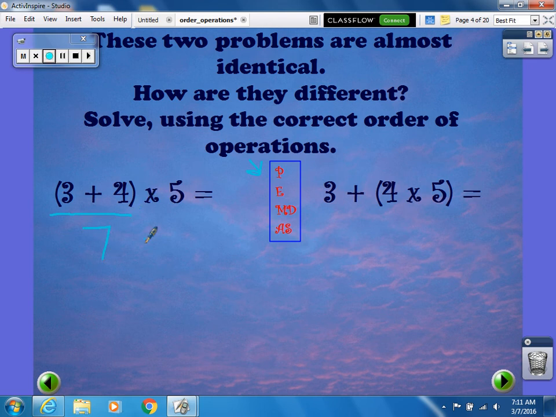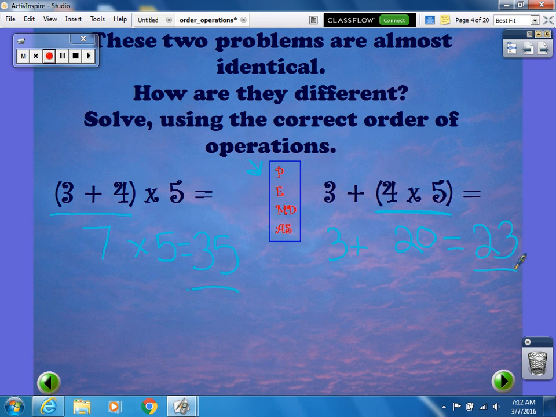Then we are going to recopy the multiplication symbol times 5. Well, what's 7 times 5? It's 35. Excellent. Let's take a look at our second problem. We're going to do parentheses first. We have 4 times 5. What is 4 times 5? 20. We're going to recopy the rest of our problem exactly how it is. We now have 3 plus 20, which is 23. So right there we have 35 and 23.